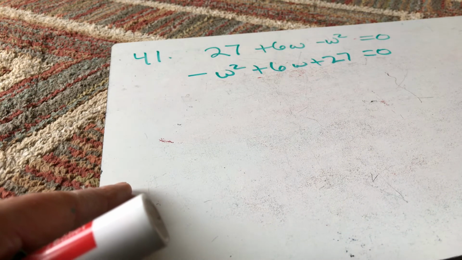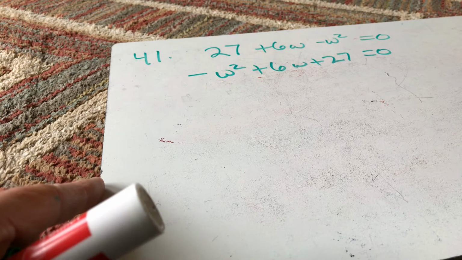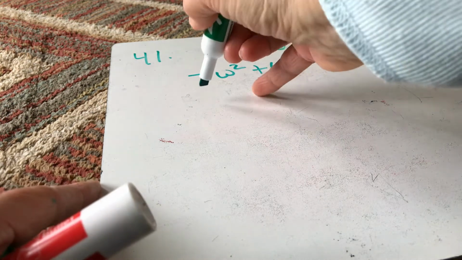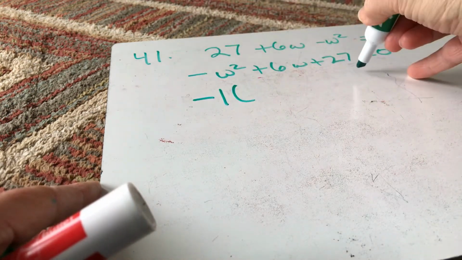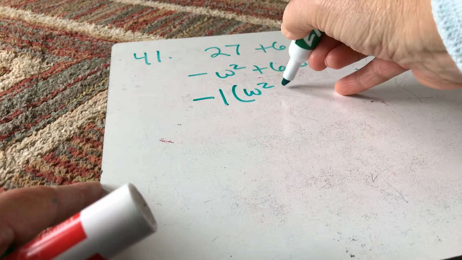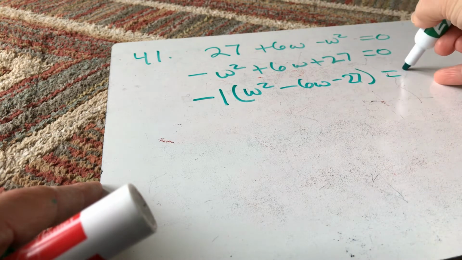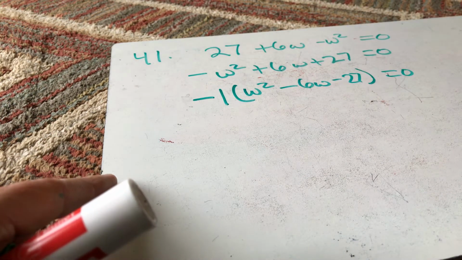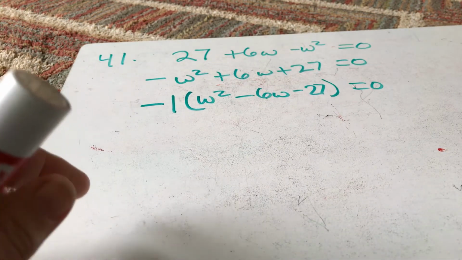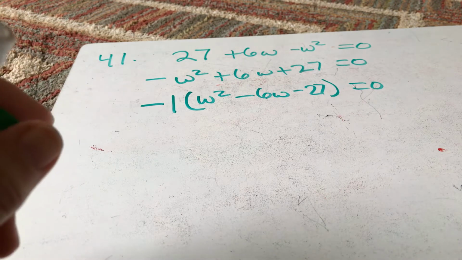Any rules that you've learned with math, you can use if you want to change how a problem looks. I don't like having a negative 1 outside my w squared. I'm going to take out a negative 1, factor it out, divide everything by a negative 1. That'll make my w squared positive, but my 6w negative and my 27 negative. Okay, so the question, I guess, is: solve the equation and tell which solution method you used.